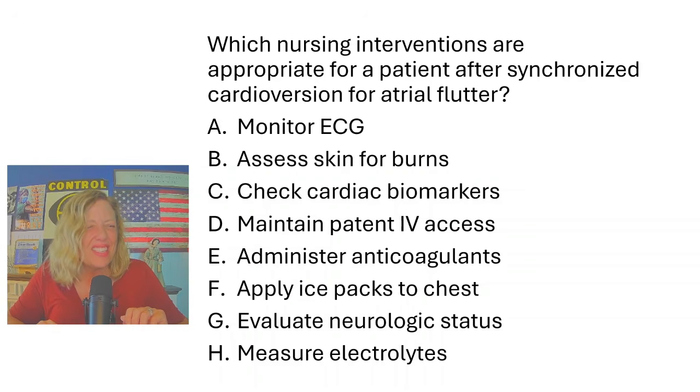Evaluate neurologic status. Well, yeah, we just cardioverted them, so let's just make sure they're doing okay, alert and oriented. Measure electrolytes. Well, they were in atrial flutter. Could that be caused by hypokalemia? Yes. Could it be caused by another electrolyte imbalance? Yes. So let's check it and see. All right?